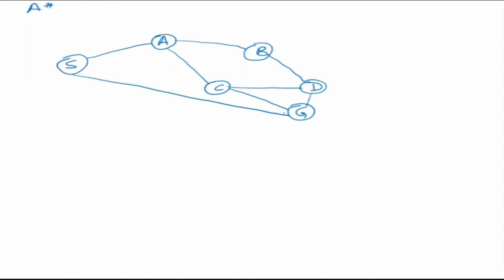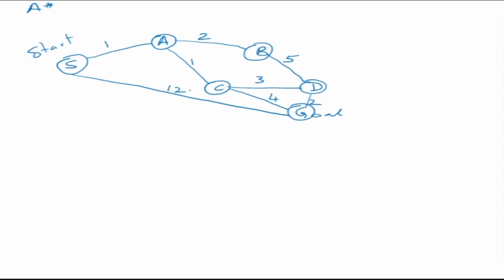This is an interesting graph. S is the start node and G is the goal node. Now the path lengths are 1, 2, 5, then 1, 3, 4, 2, and 12.